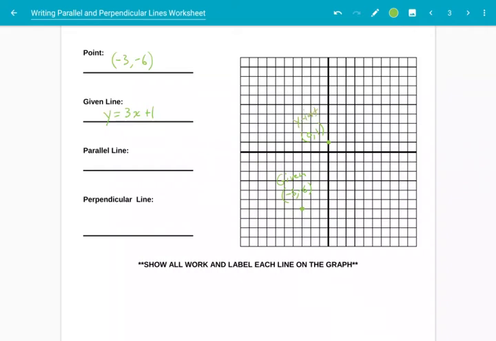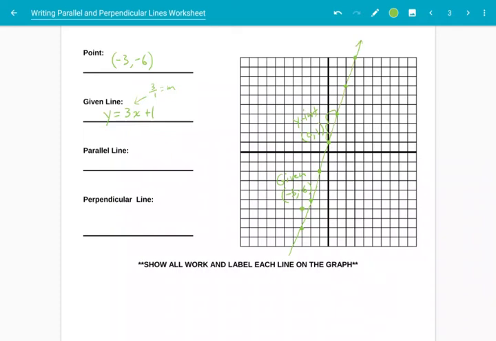And then the slope is 3. So I'm going to rise up 3, go over 1. Remember, if your slope is 3, then that's really 3 over 1, rise over run. 1, 2, 3 over 1, and then 1, 2, 3, down 1. Okay, this is really close, but that's okay.